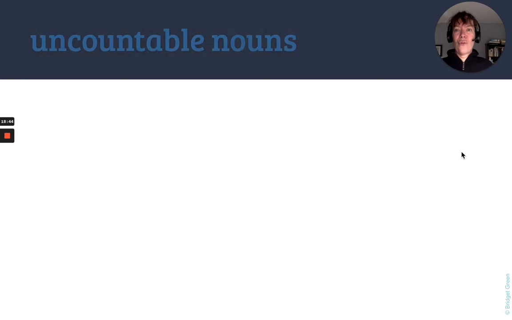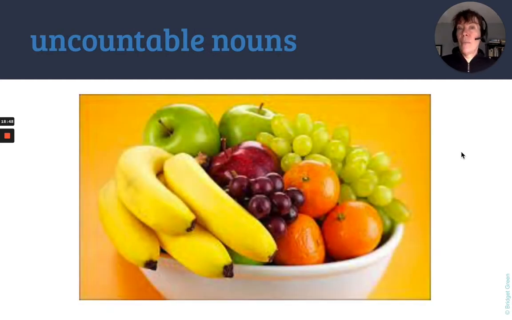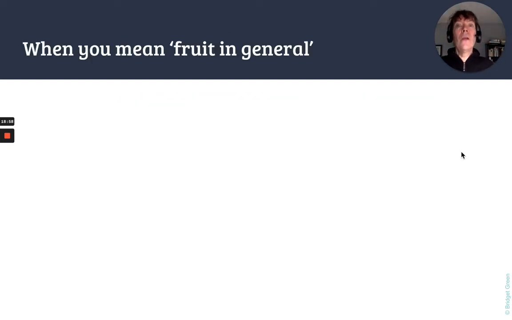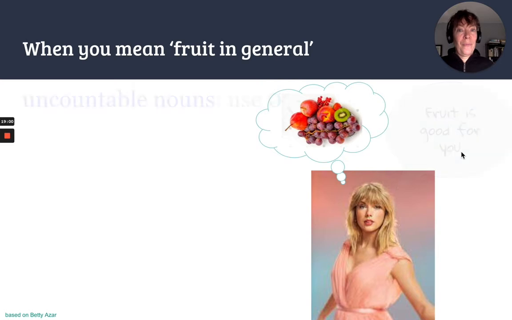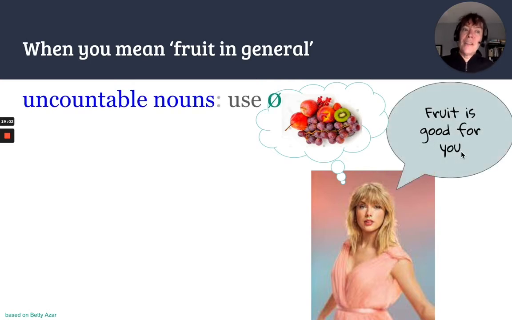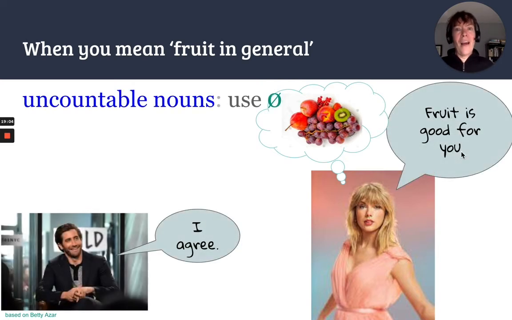All right. Now let's move to uncountable nouns. For example, fruit. Yes, banana is countable. 1 banana, 2 bananas. But fruit in general is not countable. When you mean fruit in general, fruit is good for you. There we go. I agree.